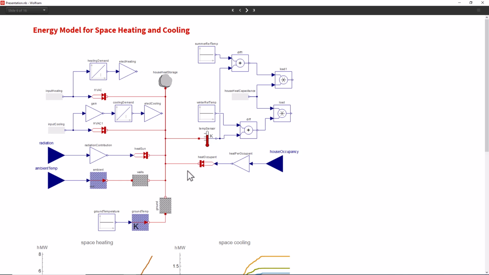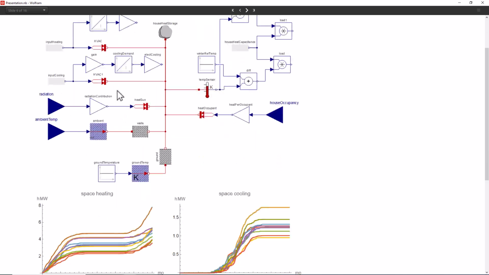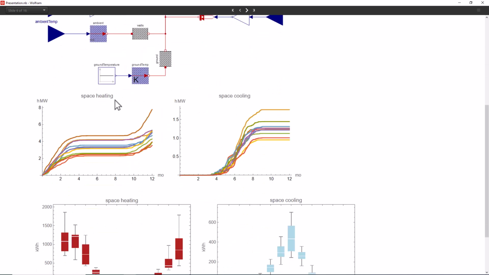The model adjusts the amount of heat added or removed based on the temperature difference between the inside and the ambient, allowing us to calculate the heating and cooling demand. I simulated this model using historical data from 2005 to 2015. The results show that the annual space heating demand ranges from 3 to 8 megawatt hour, while cooling demand varies from 1 to 2 megawatt hour.